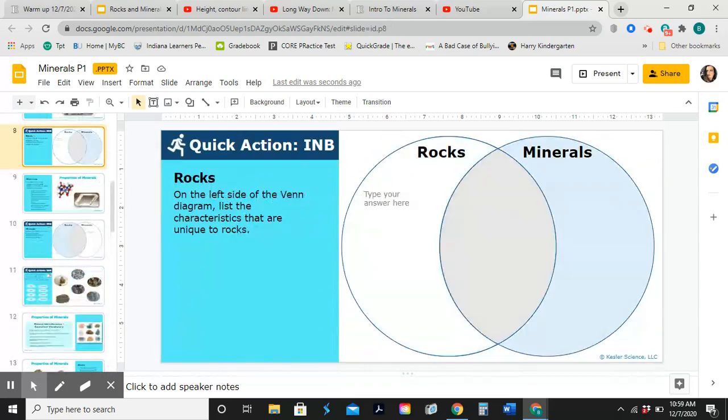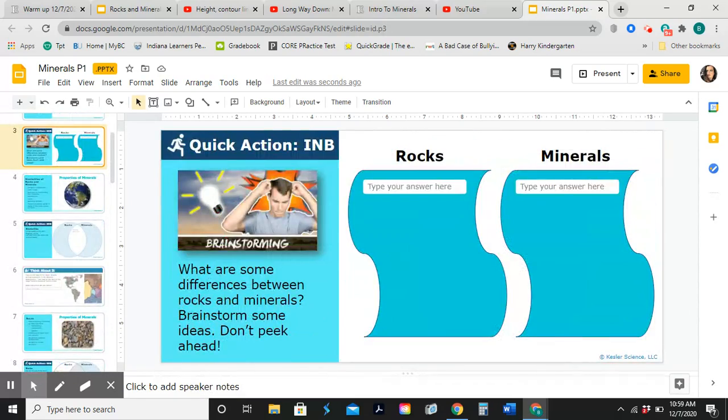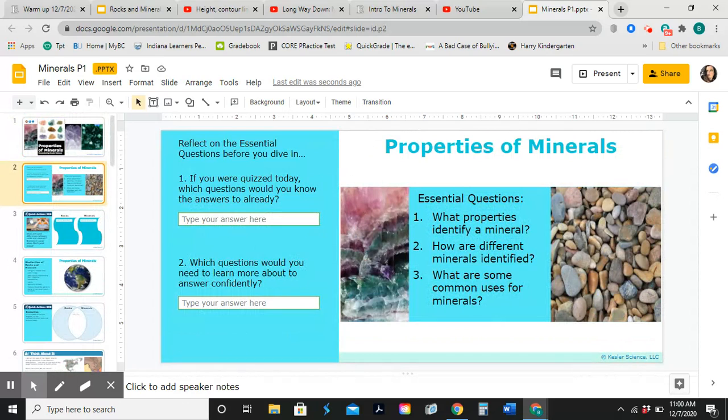So we're going to scroll back up to the very top and look at our essential questions one more time. What properties identify a mineral? How are different minerals identified? What are some common uses for minerals? You're going to take a look, and if you feel like you can answer all of these, then type that you feel comfortable answering all of them. If not, then tell me which one it is and why. And if you have any further questions, feel free to ask.